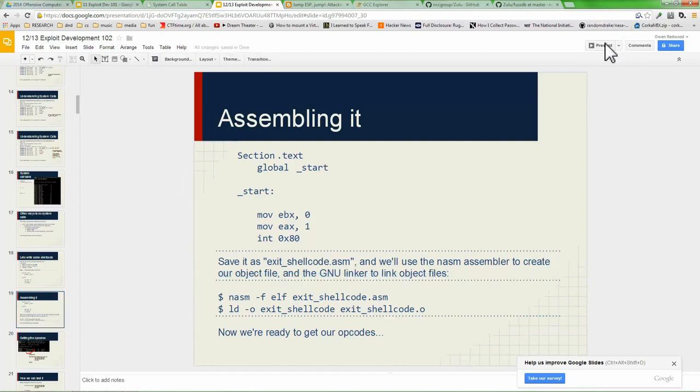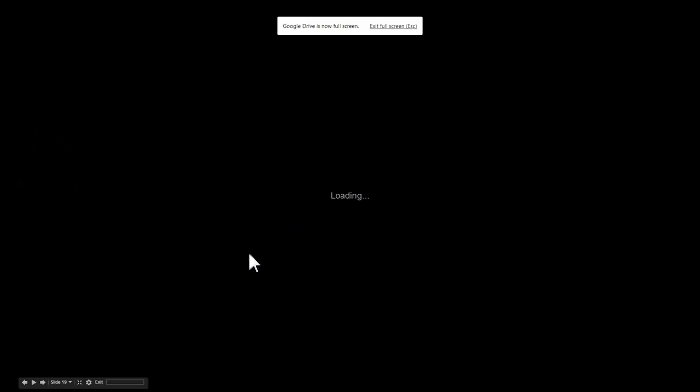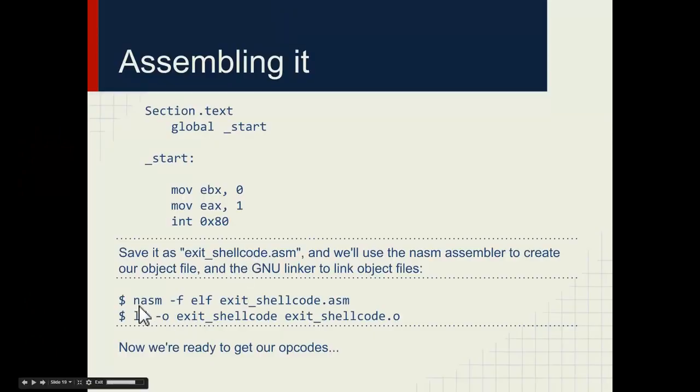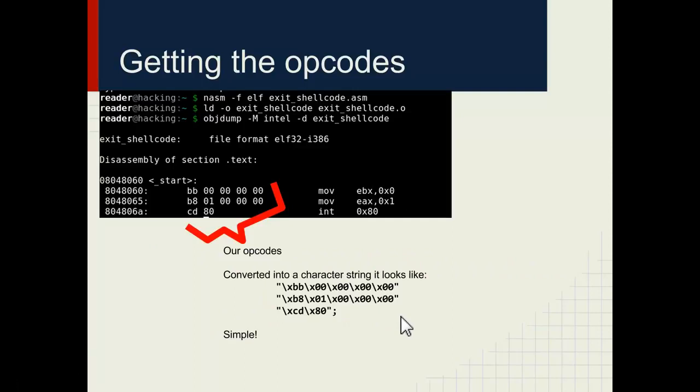There we go. NASM -f elf will tell it specifically to create an ELF format executable, and then the loader will load in the rest. And when we go to disassemble it with objdump, you're going to see that these are the corresponding opcodes for each of these instructions.